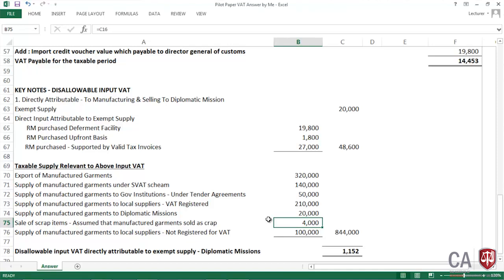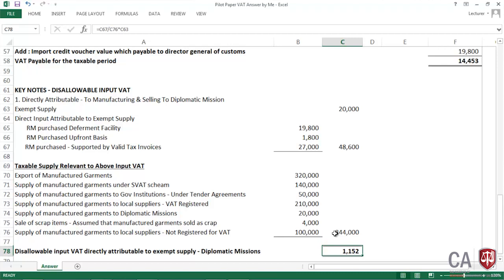Then supply of manufactured garments to local supply not registered for VAT, it's 100,000, which is 115 million. We have eliminated the VAT component and taken this as the turnover applicable for this input VAT. Now you have recognized directly attributable input VAT. Second, you have recognized the sales, that means taxable supply, directly attributable to that input. And thirdly, you have identified the exempt supply. Now your story has been done.